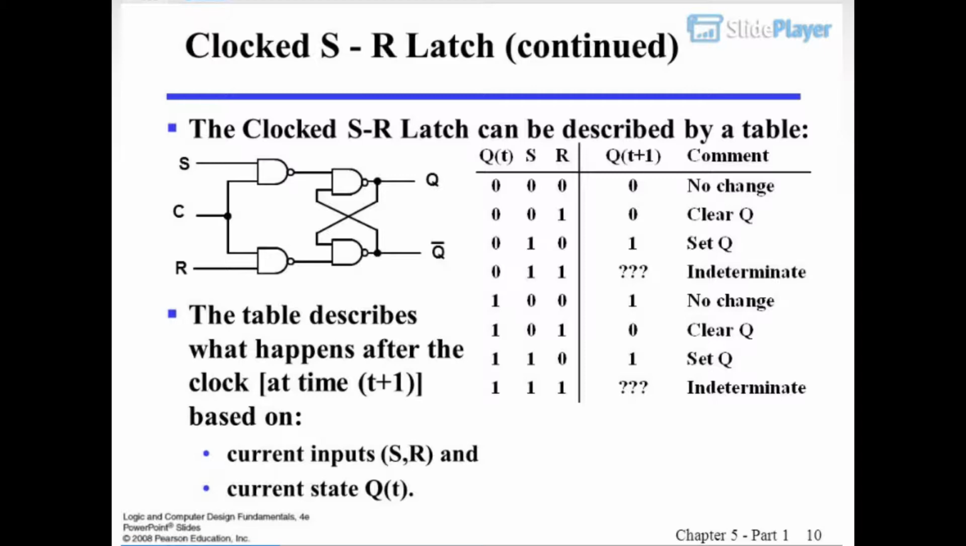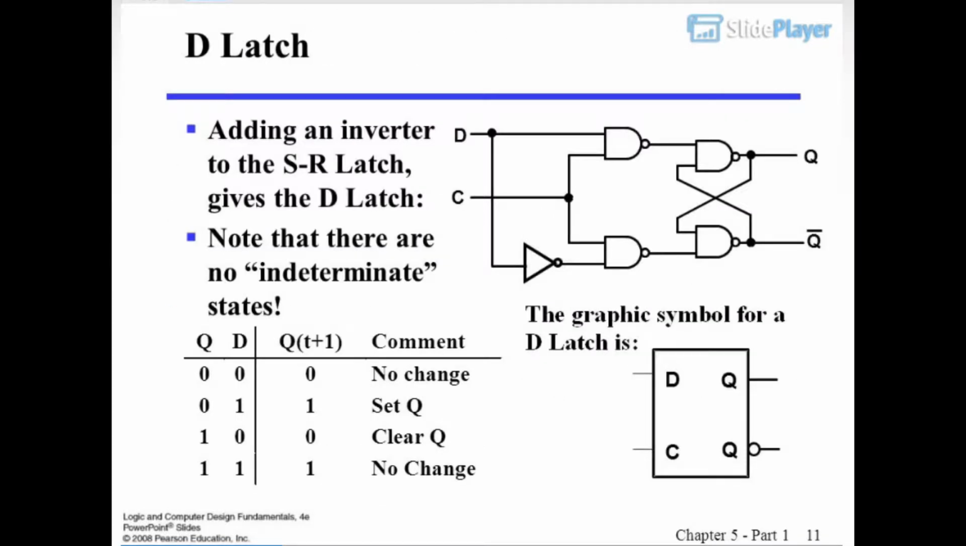D latch. Adding an inverter to the S-R latch gives the D latch. Note that there are no indeterminate states. The table shows Q(t+1) for each D and C: no change, set Q, clear Q, no change.